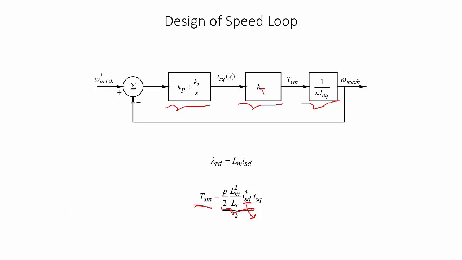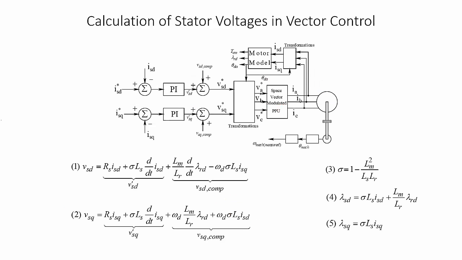So to design the inner current control loop, we need to write down the voltage equations. Substituting the reduced equations obtained in slide 73 into the voltage equations in slide 63, we obtain the following two stator voltage equations, where sigma is the leakage factor, which is given by 1 minus Lm squared by Ls Lr, and it's very close to 0 when the leakage component is much, much lower than the magnetizing component.